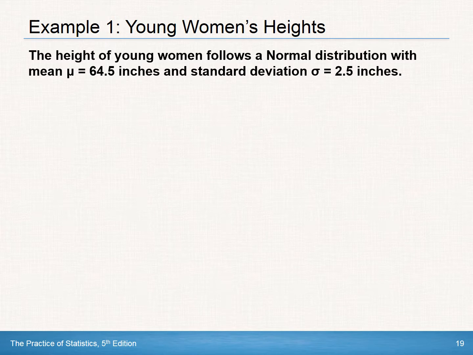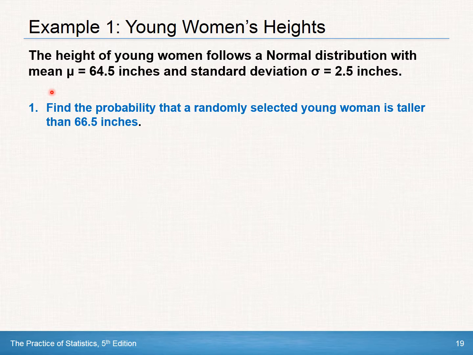Example. The height of young women follows a normal distribution with a mean of 64.5 inches and a standard deviation of 2.5. Now notice there's no x bars or p hats here. So this is telling us that we're looking at individual young women. If I was to draw that, it would be individual women in my distribution. The first thing I'd like you to do is find the probability that a randomly selected young woman is taller than 66.5 inches.